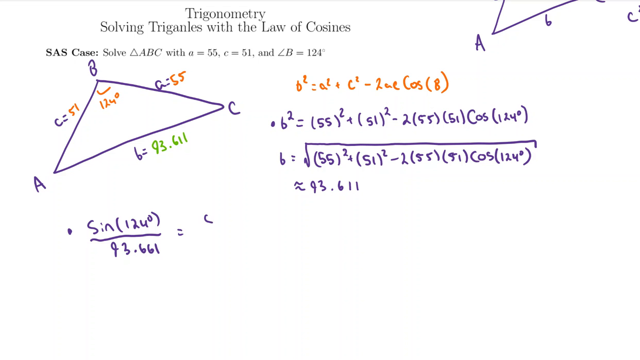So I'm going to solve for angle C, so I'm going to write sine of angle C divided by side length c, 51. I need to isolate sine of C if I want to solve for angle C. So sine of C is going to be equal to 51 times sine of 124 degrees over 93.661. And to get at my angle C inside, I need to use my inverse trig.